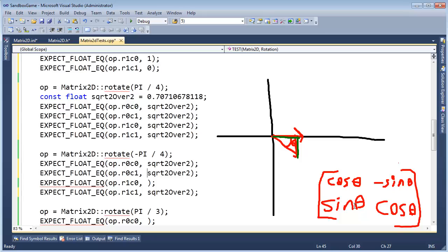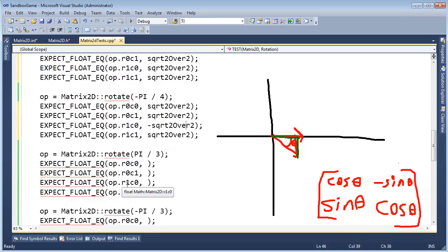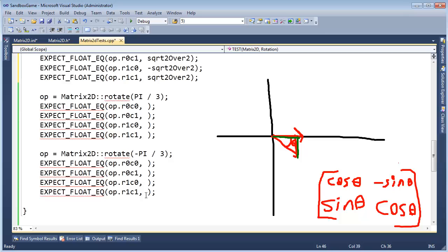But then this sine theta is negative square root 2 over 2, so I have to keep my negative there. I don't have the negative cancel out the negative. Okay, and then pi over 3.